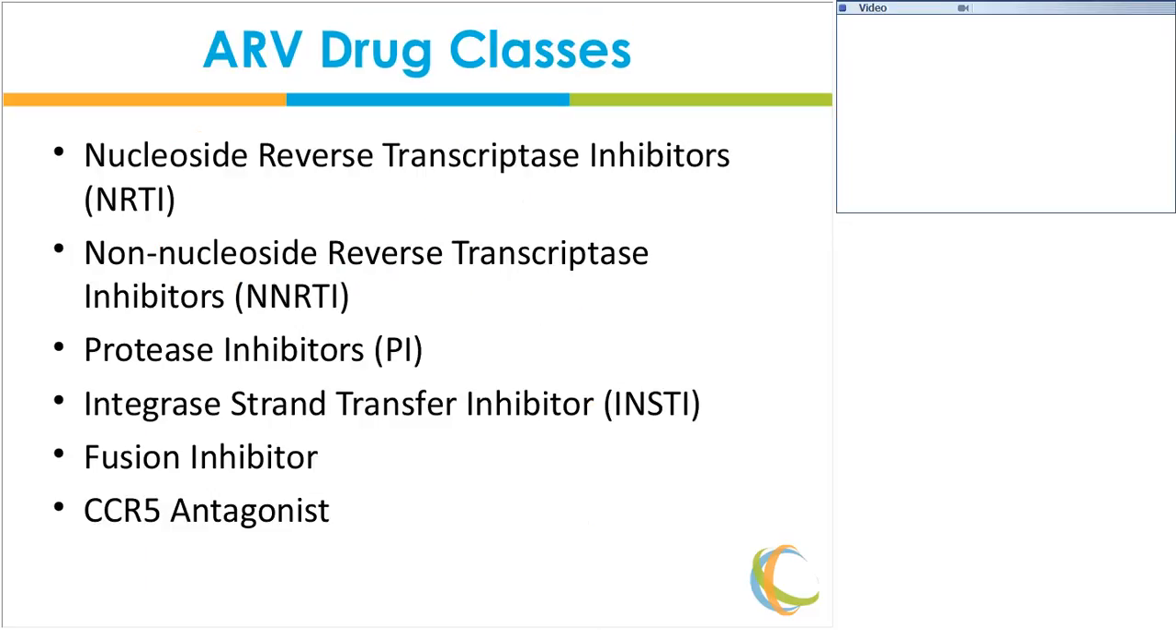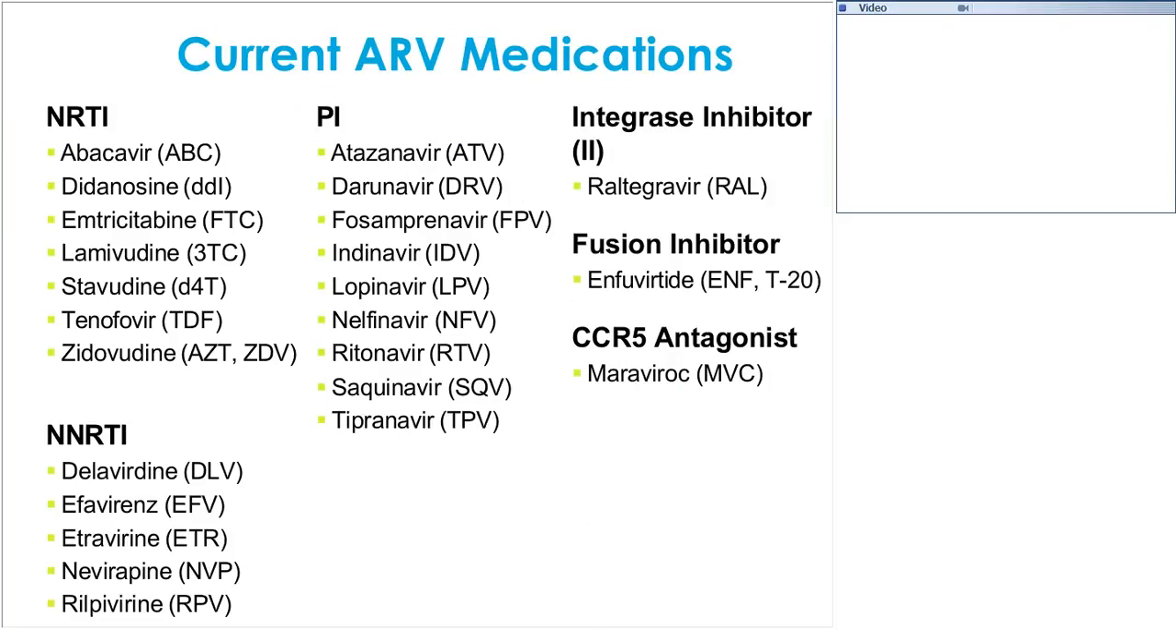There are currently 6 different classes of antiretroviral drugs that are available. They are the nucleoside reverse transcriptase inhibitors, or NRTIs, the non-nucleoside reverse transcriptase inhibitors, NNRTIs, the protease inhibitors, also called the PIs, the integrase strand transfer inhibitor, also called the integrase inhibitor. Then there's also the fusion inhibitor and the CCR5 antagonist. There are 24 different antiretroviral medications available.